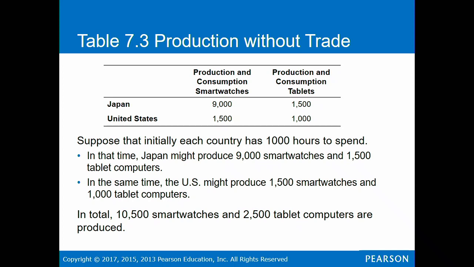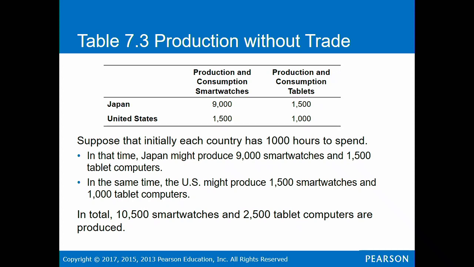So going back to Japan and the US. Let's say each country has 1,000 hours that they're looking at. So in 1,000 hours, given their level of productivity, Japan can produce and consume 9,000 smartwatches, and produce and consume 1,500 tablets. This is without trade, so there's no trade going on. The US can produce and consume 1,500 smartwatches, and produce and consume 1,000 tablets.